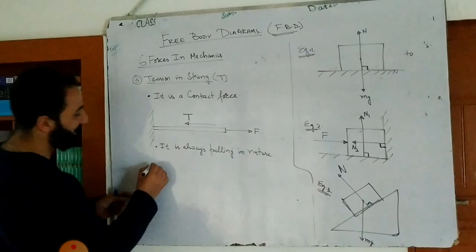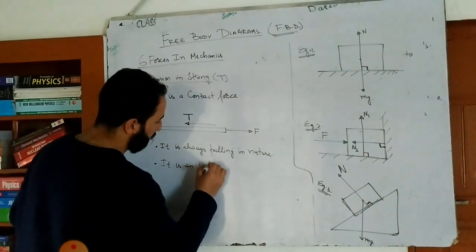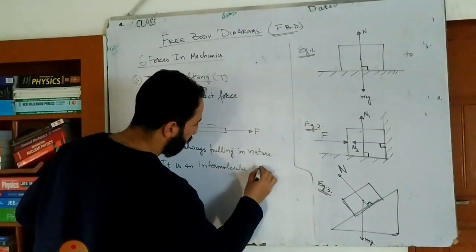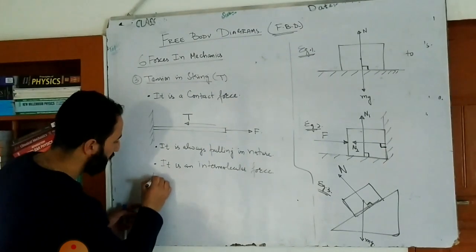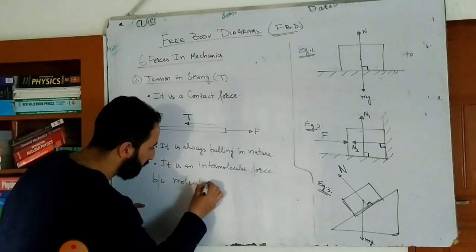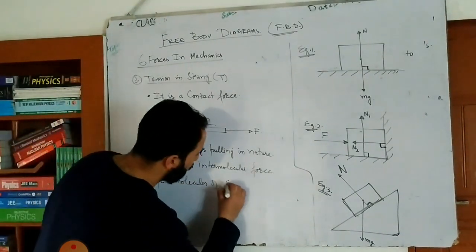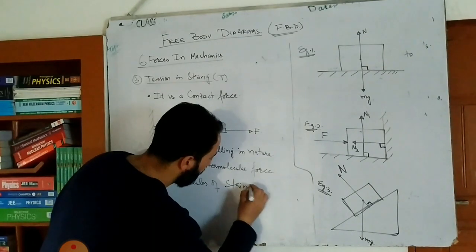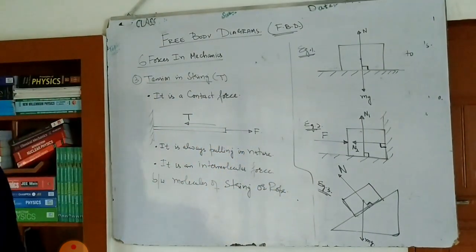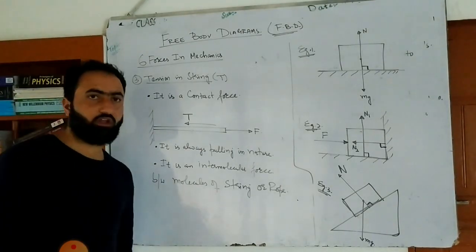And number 3 is that it is an intermolecular force. It is an intermolecular force between the molecules of string or rope. So it is an intermolecular force between the molecules of string or molecules of rope. Okay, so write it down.